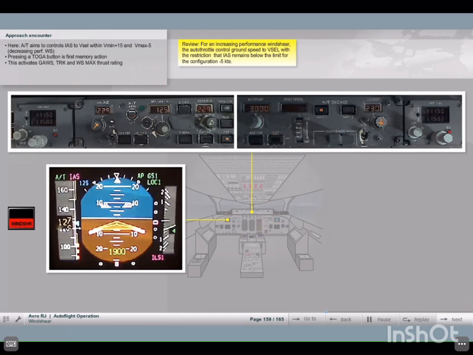For a decreasing performance wind shear like here, the autothrottle aims to control IAS to VCEL, but stays within the limits of Vmin plus 15 knots and the limit for the configuration minus 5 knots. Pressing a toga button is the first memory action for a wind shear encounter and activates GAWS, TRK, and WS max thrust rating from WS approach speed control.